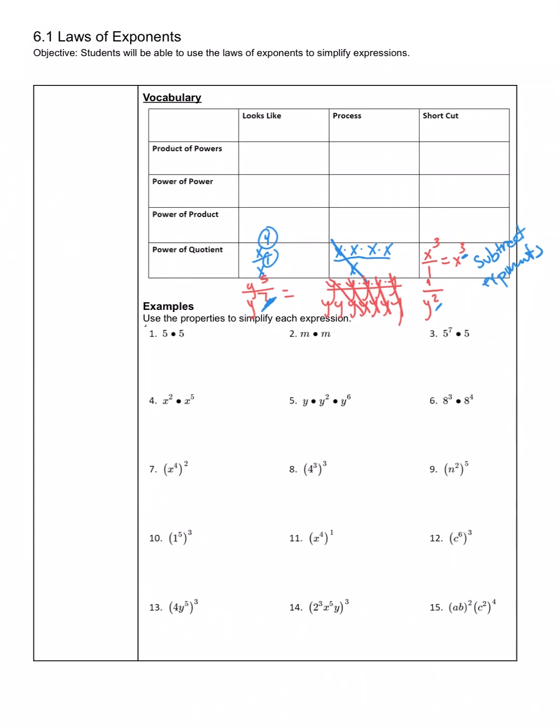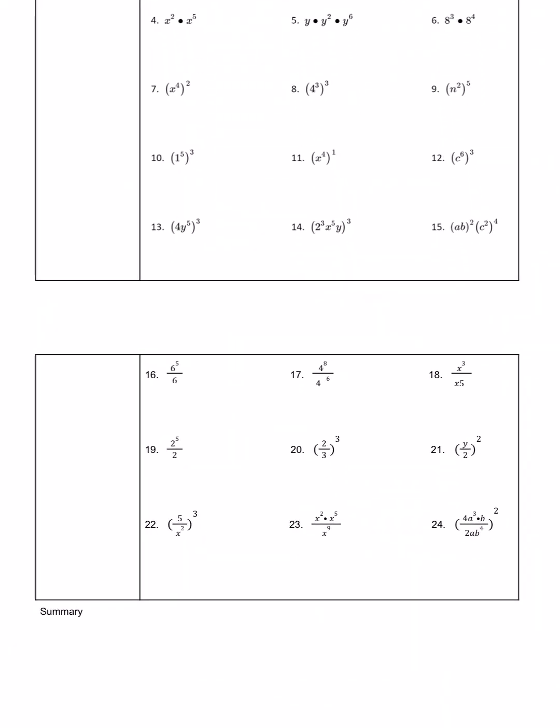Let's look at some examples of this. So in number 16, that bottom 6 does not have an exponent, but we can make it 1. We can put a 1 there. And then we're going to subtract. So 5 minus 1 is 6 to the fourth. I could say 6 to the fourth over 1, but I can also just simplify that to say 6 to the fourth. And then I'm going to subtract 8 minus 6 is 4 to the second. So we did 8 minus 6 and got 2.